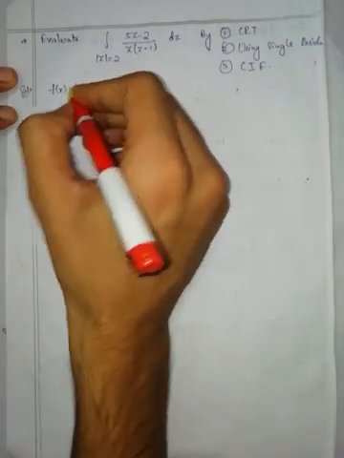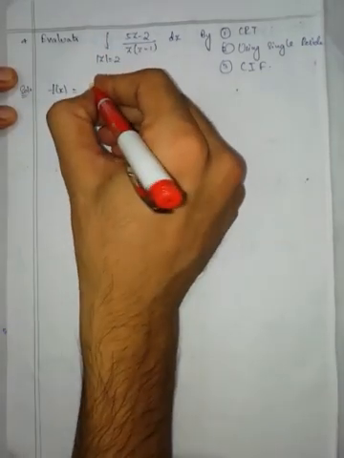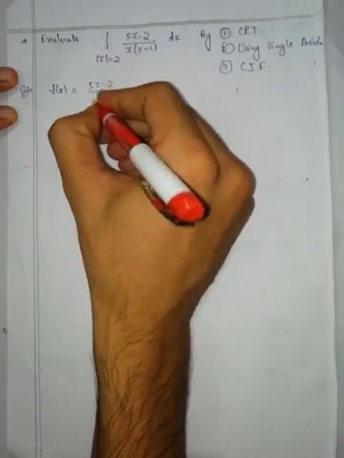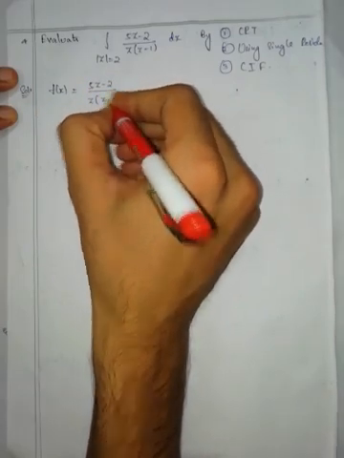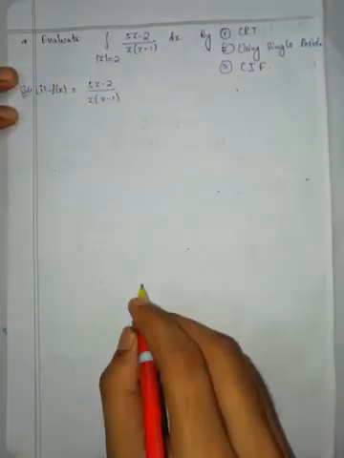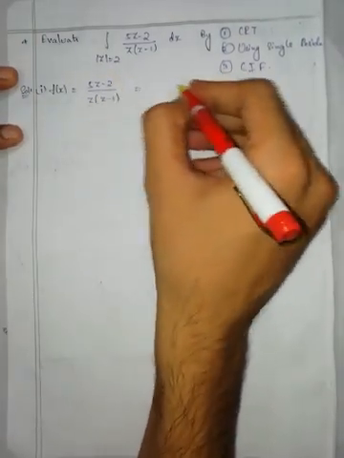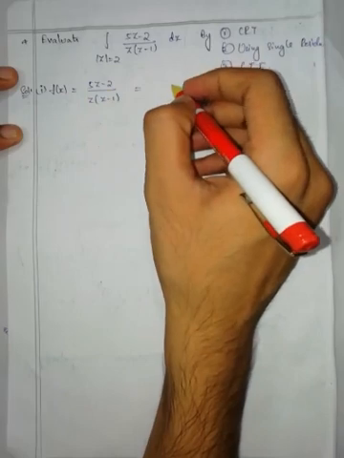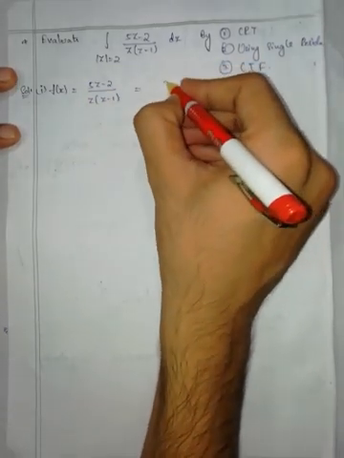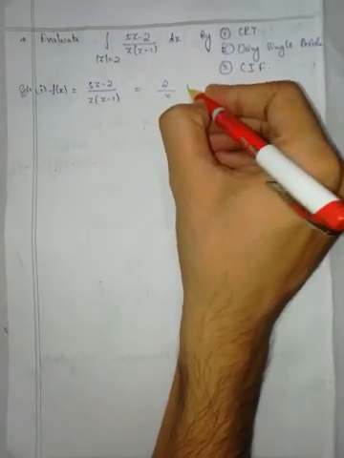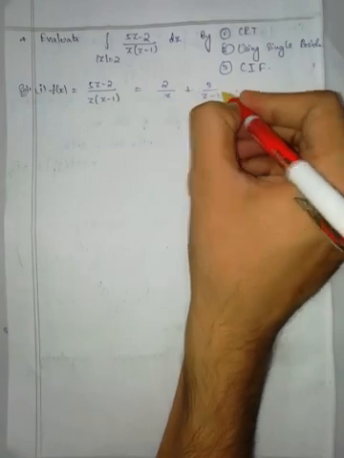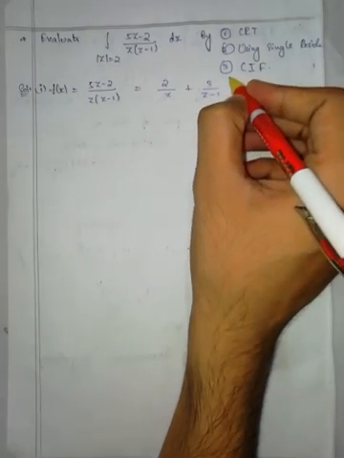Solution: f(z) = (5z - 2) / (z(z - 1)). First, write this as partial fractions. After making the partial fractions, what you will get is 2/z + 3/(z - 1).